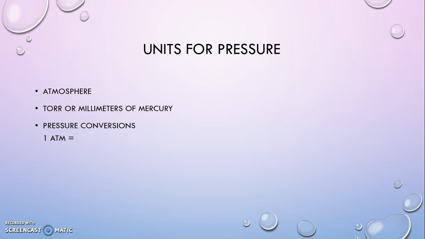All right, so units for pressure. So here are some units. We have atmospheres, atm. We have torricellis, which we say are torrs. It's named after an Italian physicist, Torricelli. And then millimeters of mercury, mmHg. Then I also talked about pascals, Pa, and kilopascals, kPa.